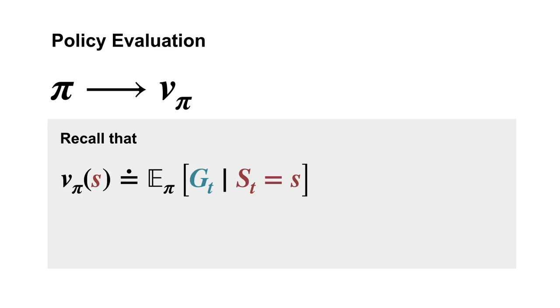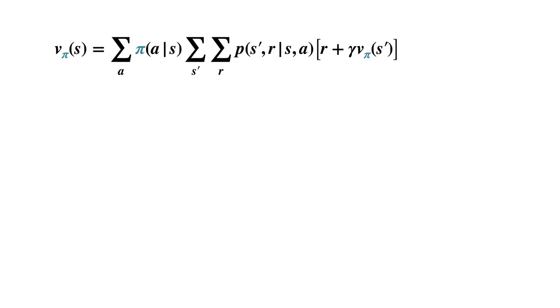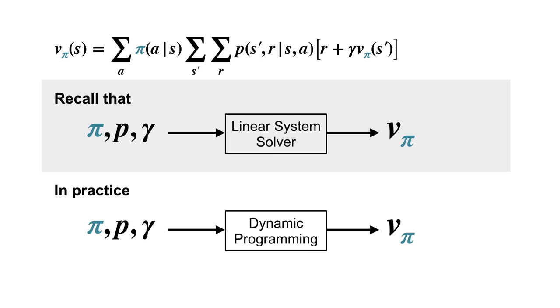Recall that the value of a state under a policy pi is the expected return from that state if we act according to pi. The return is itself a discounted sum of future rewards. We have seen how the Bellman equation reduces the problem of finding vpi to a system of linear equations, one equation for each state. So, the problem of policy evaluation reduces to solving this system of linear equations. In principle, we could approach this task with a variety of methods from linear algebra. In practice, the iterative solution methods of dynamic programming are more suitable for general MDPs.